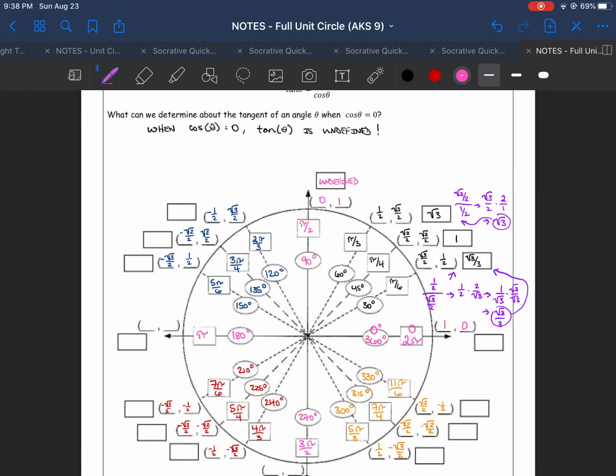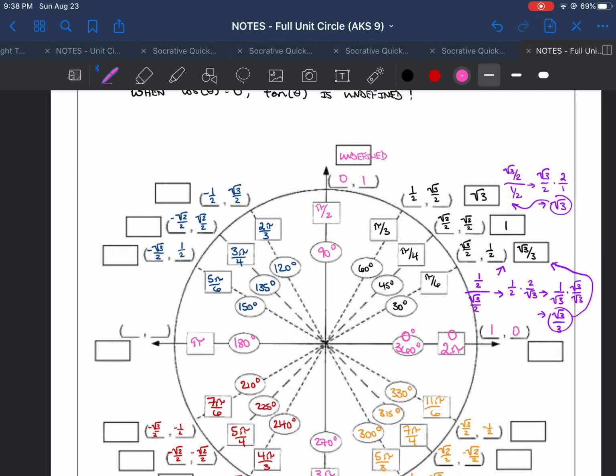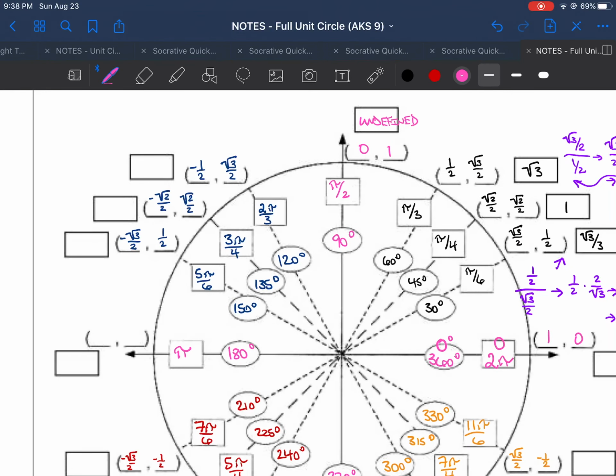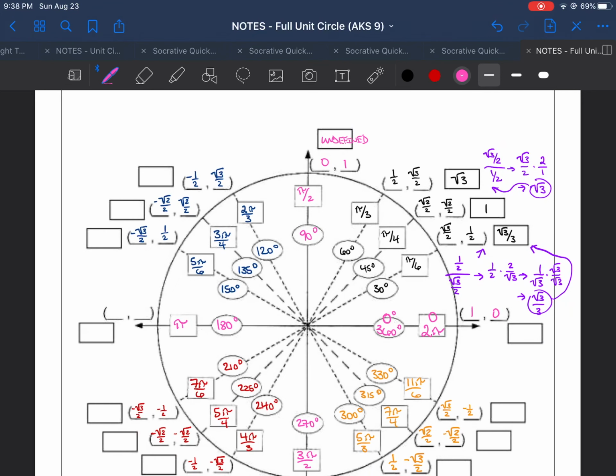Okay? Now, we could continue to work our way around the unit circle and take the sine of theta, divide it by the cosine of theta, do all that work. But let's be smart about this. Notice that the coordinates are really the same all the way around the unit circle, except for the signs.